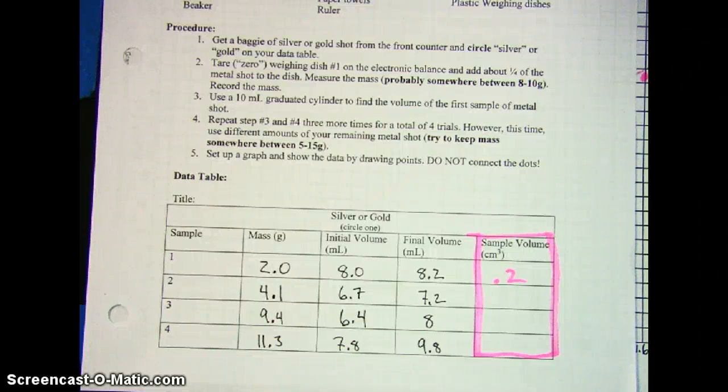Hello students, today in class we talked about some sample data about discovering density, and that's what you have there on your screen. This is data that was collected by an actual student in an actual class for some actual pieces of metal. They took 4 samples of the same type of metal, and as you can see they got 4 different masses, and they found the volume for each of those samples of metal.